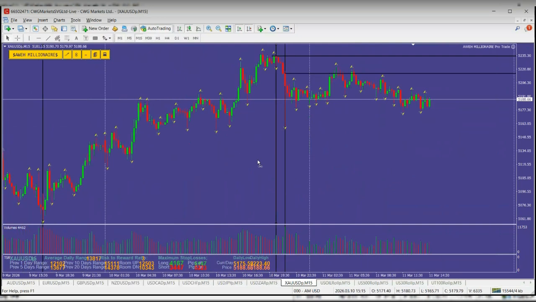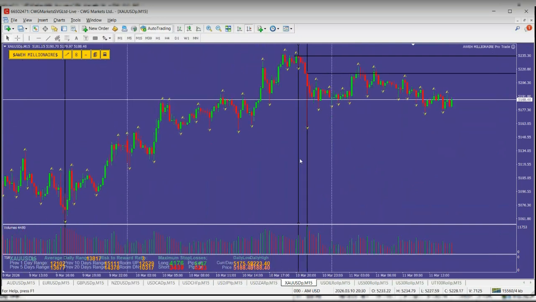Then for demand, I do see a clue here. There's actually quite a few clues here. Here's the first one. This is a level where price pushed up with high volume. Another one over here. That one isn't relevant anymore. We've got this one is still relevant. And then if we look at March the 9th, this one here and this one here.